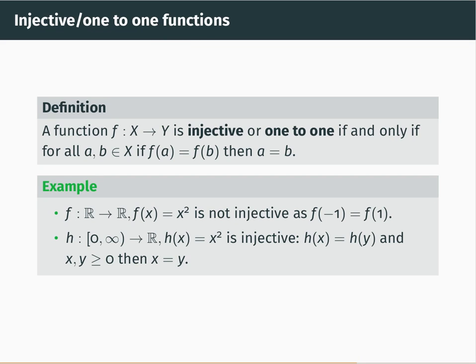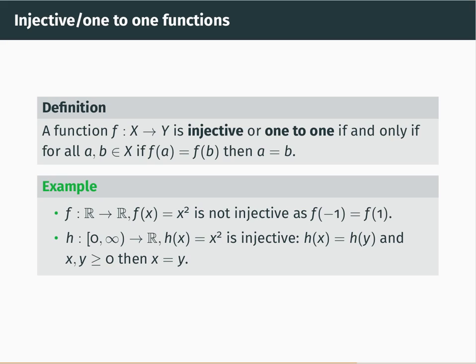Okay, let's move now on to injectivity. So this is another function concept. A function f with domain x and codomain y is called injective, or one-to-one, if and only if, for every a and b in x, if f of a is equal to f of b, then a must be equal to b.